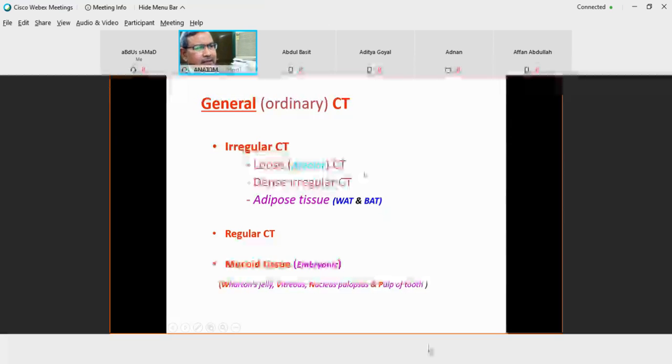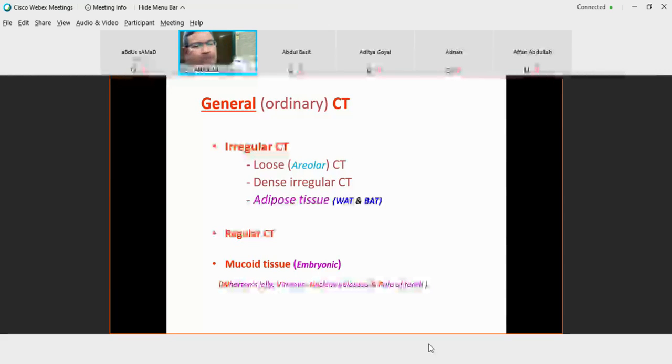Irregular means the matrix has fibers that are irregularly arranged and loosely packed. So it becomes loose irregular tissue. If they are densely packed and still irregular, remember dense irregular. If a different kind of cell, for example adipocytes, is there, it is adipose tissue: white adipose tissue and brown adipose tissue. Then regular connective tissue means the fibers are regularly arranged. You can see the direction, they are running in a particular direction. That's what we call the dense regular type of connective tissue.